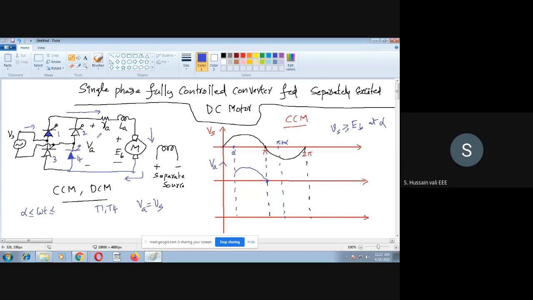And we are considering the case of continuous conduction. So that's the reason that at pi, the energy in the inductor LA will force the thyristors 1 and 4 to conduct for some more duration, till the energy in the inductor gets to zero, or gets dissipated in the RA or some other process. Till that time, it forces thyristors 1 and 4 to conduct for some more time.